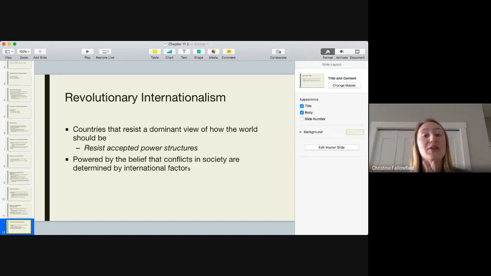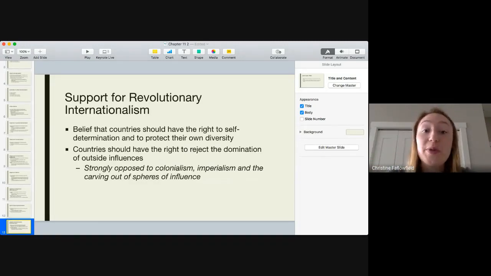And people who support revolutionary internationalism want to challenge that dominant view of how the world should be. We shouldn't just accept power structures because they have worked and that's the only way to do things. We need to push the boundaries. And revolutionary internationalism says that conflicts in society are determined by these international factors, these power structures that are being imposed onto others. So people who support it say that countries should have that right to self-determination and they should be able to protect their own diversity. We don't need the domination of these outside forces, these other nations.